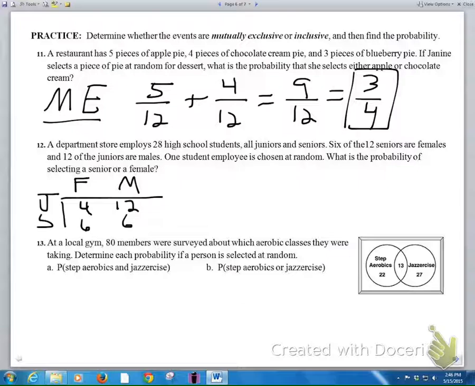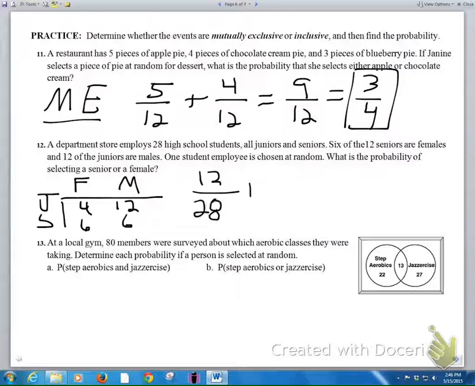And then it says 12 of the juniors are male. So we know 12 are male. And we have to know that there's 16 juniors, because there's 28 total and there's 12 seniors. And so there must be 4 female. So you have that little chart there to help you out.